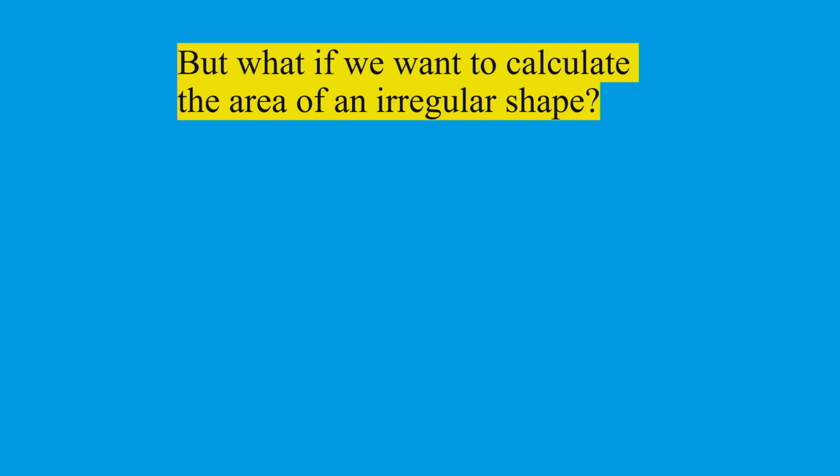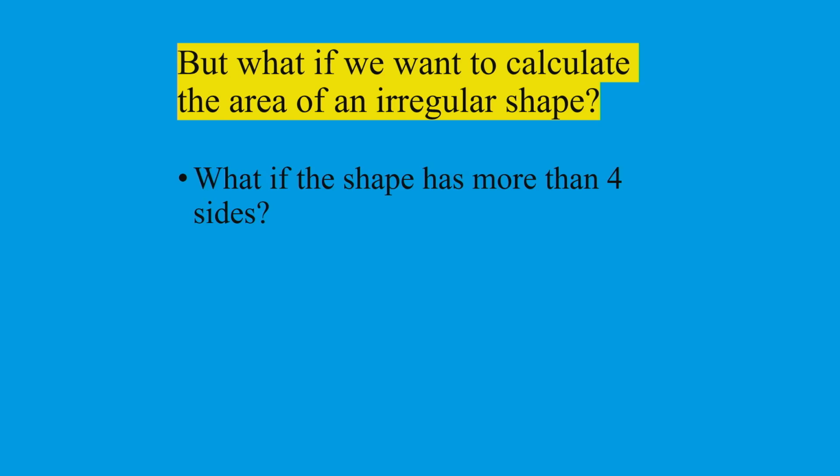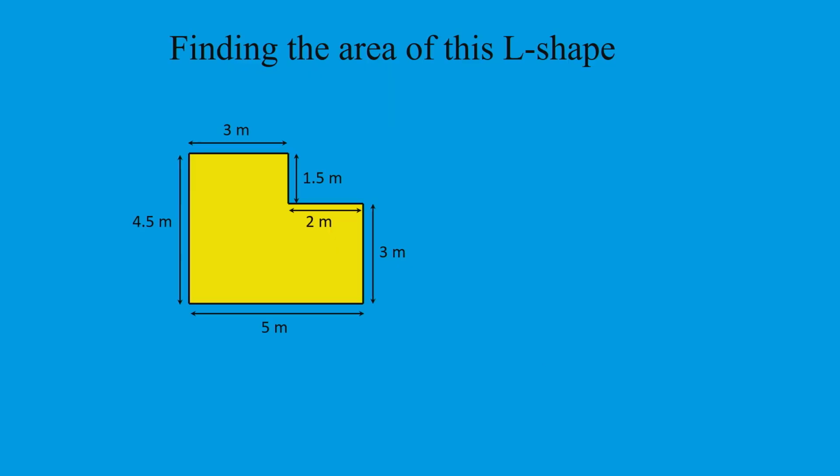But what if we want to calculate the area of an irregular shape? What if the shape has more than 4 sides? Can we do length times width? Let's find the area of this L shape. To facilitate our task, we will divide the shape into two rectangles, namely A and B. We will then find the total area of the L shape.